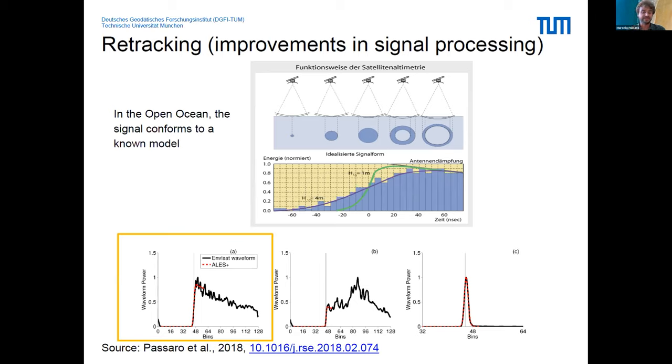And the reason is that it has been known for many years that the signal that we receive conforms to a known model that works very well in the open ocean. So you can see here on the top a scheme of this model, but the example that I'm showing you here is from a real signal that we actually see from altimetry. So you see the shape of the signal conforms to a model.